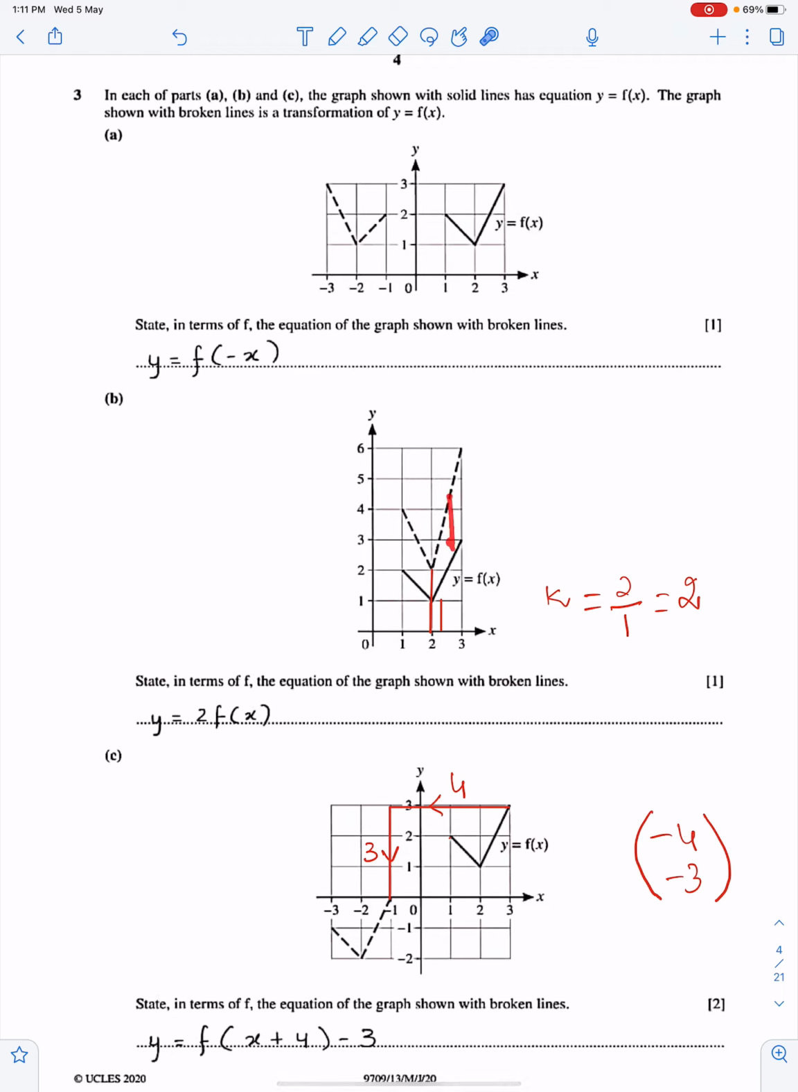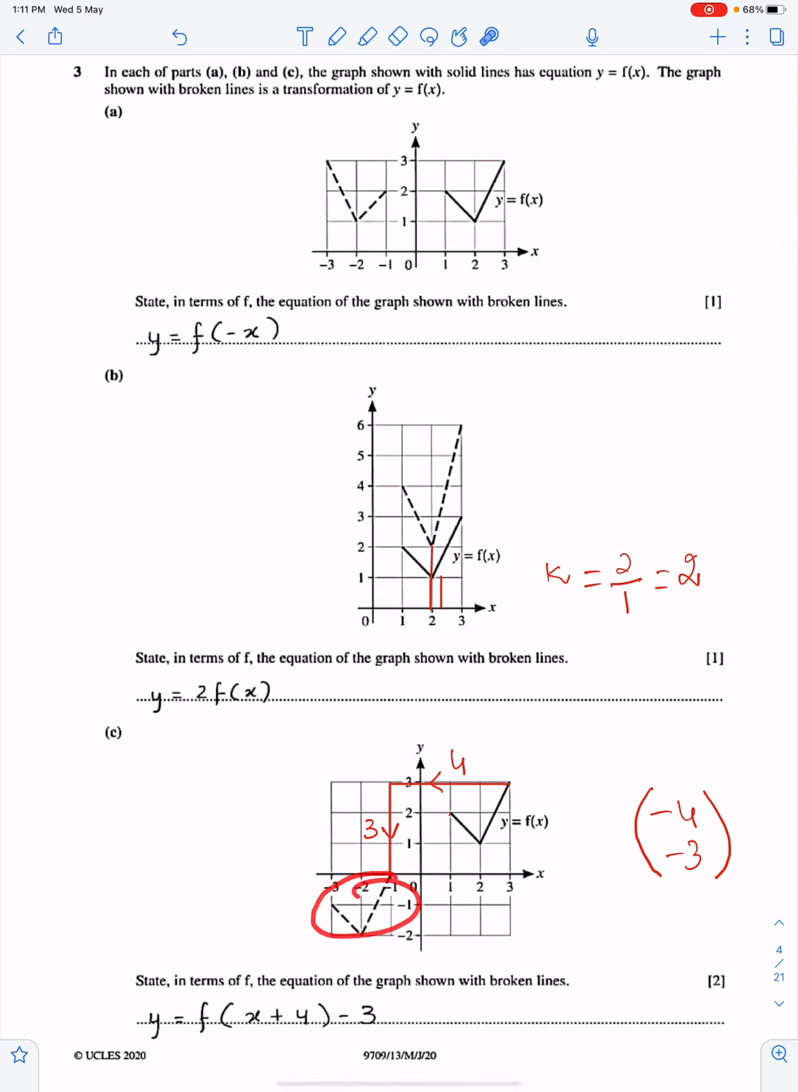Now observe this transformation. This is the stretch of this graph with x-axis as invariant line. And the stretch factor is 2. The formula of stretch factor is this: image to invariant line distance divided by object to invariant line distance. So image to invariant line distance is 2, whereas the corresponding object point to the invariant line distance is 1. Therefore stretch factor is 2, and this is the equation of vertical stretch with factor 2.